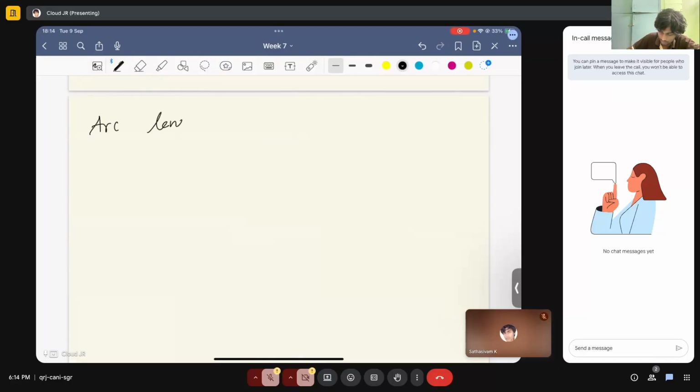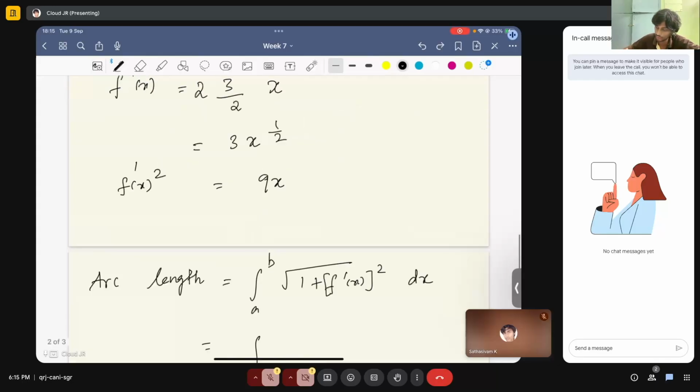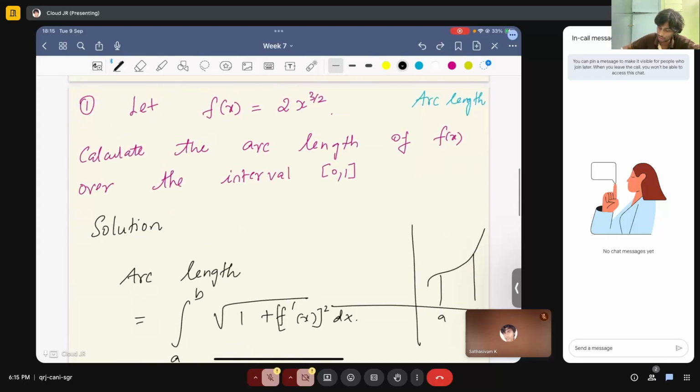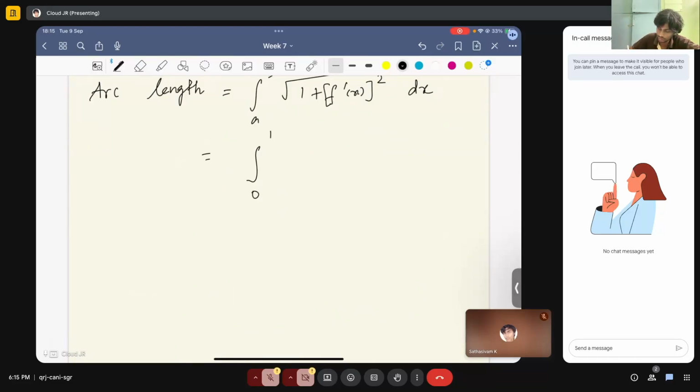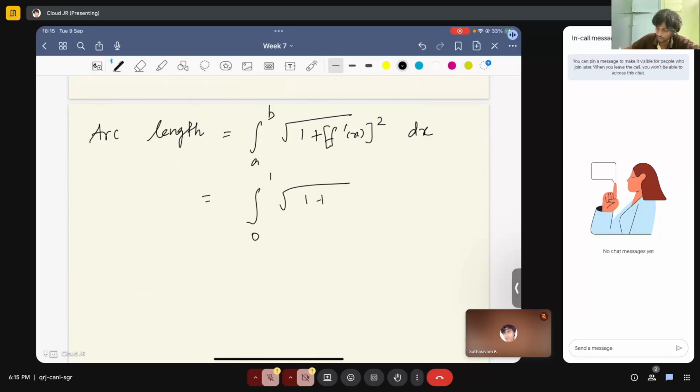We write arc length is equal to the integral from a to b of the square root of 1 plus f prime of x whole squared, dx. In this case we want to find the arc length from 0 to 1. So the limits are going to be 0 to 1 of the square root of 1 plus 9x. Now what remains is to integrate this and then substitute the bounds.